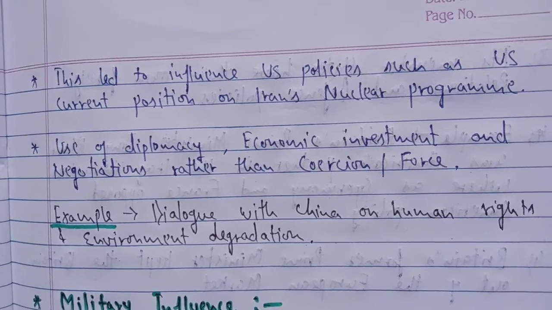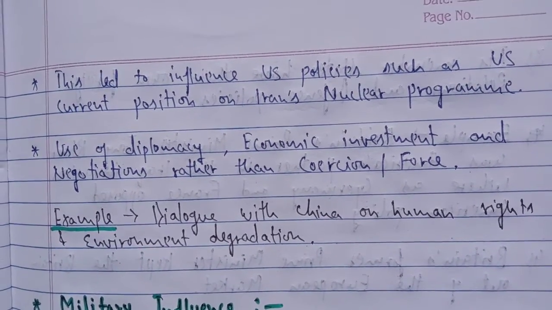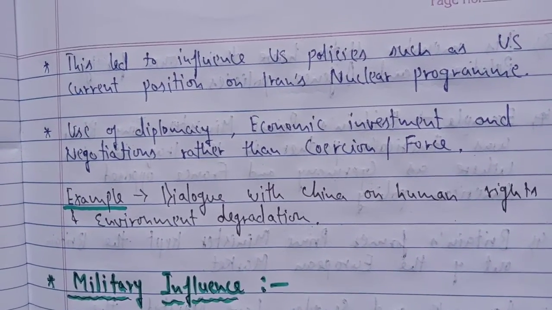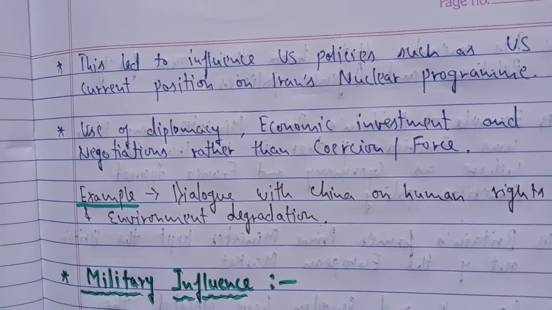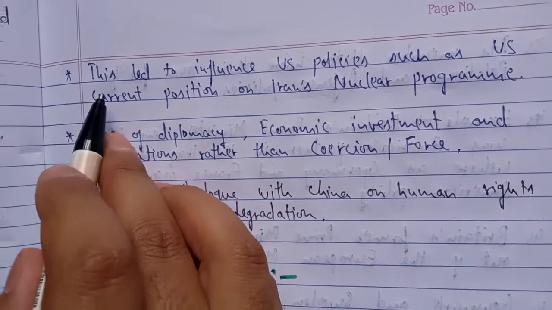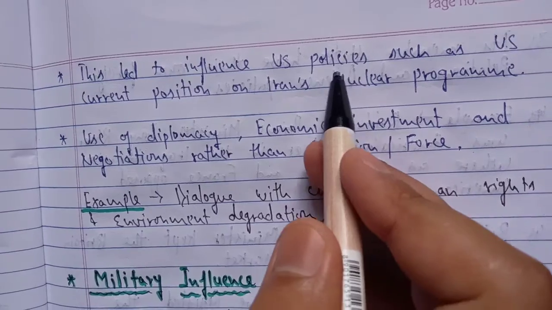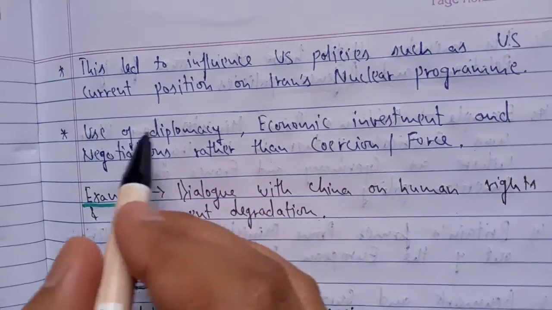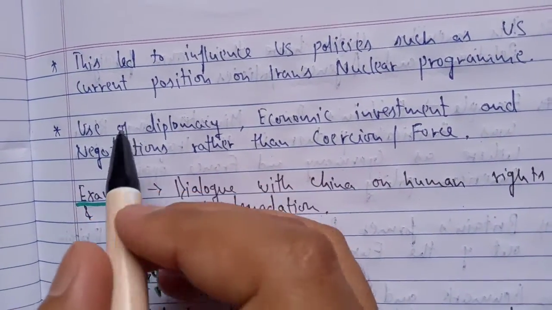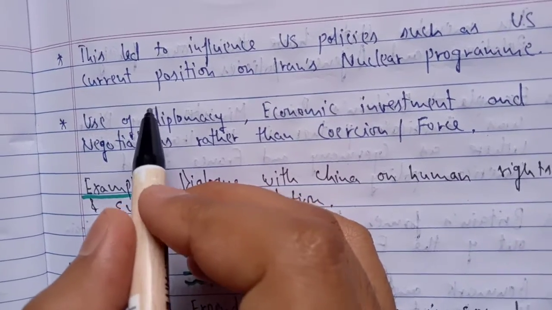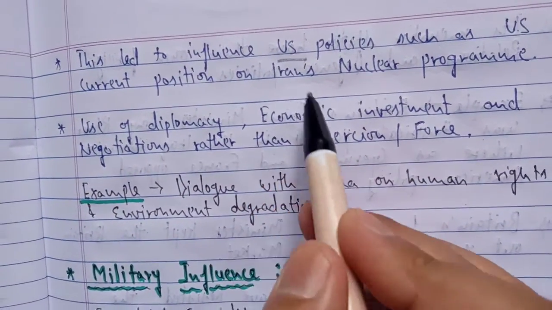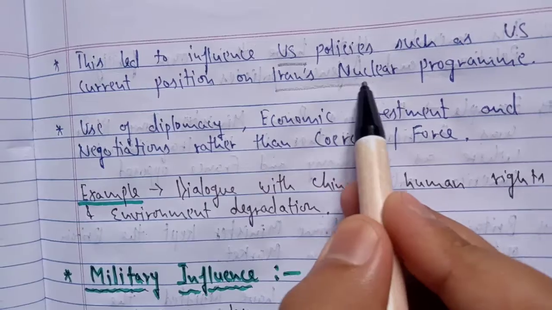So basically here I'm just telling you the political influence of the EU in world politics now, after 1991. This led to the influence of US policies, such as the US's current position. So now the EU had been influencing world politics as well. The US was interfering in Iran's nuclear program.